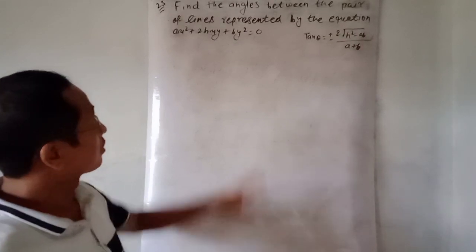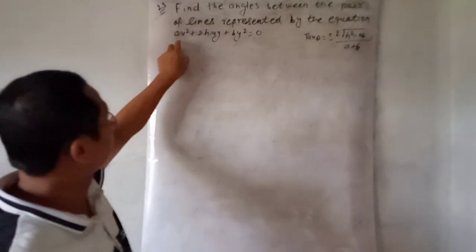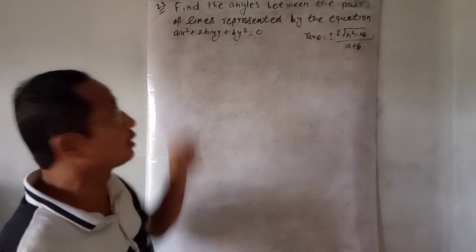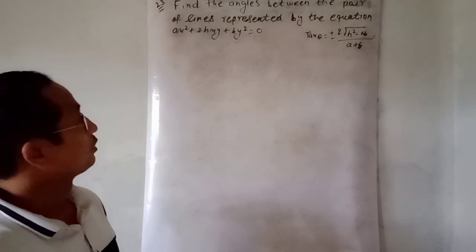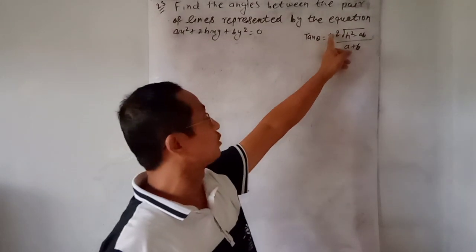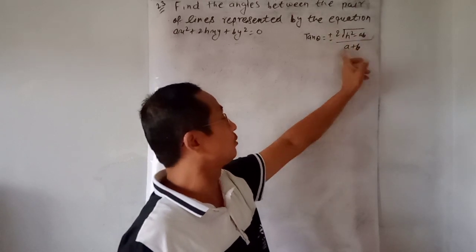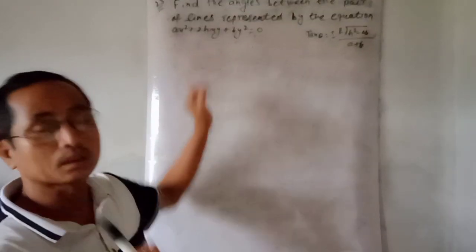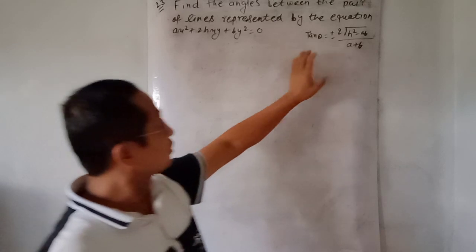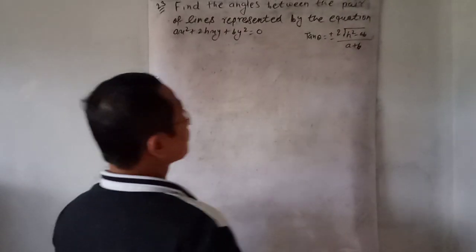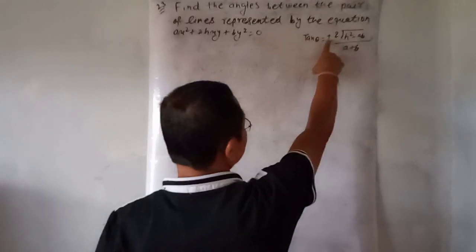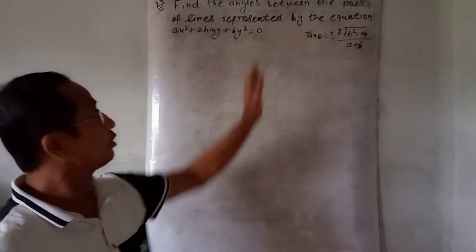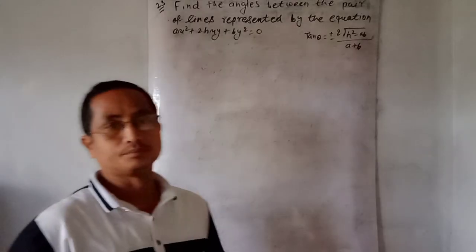So here the combined equation of a straight line is given: ax square plus 2hxy plus by square is equal to 0. Its formula we have studied: tan theta is equal to plus minus 2 root h square minus ab by a plus b, in order to find the angle between two straight lines. So here we have to find the value of tan theta is equal to plus minus 2 root h square minus ab by a plus b from this very equation.